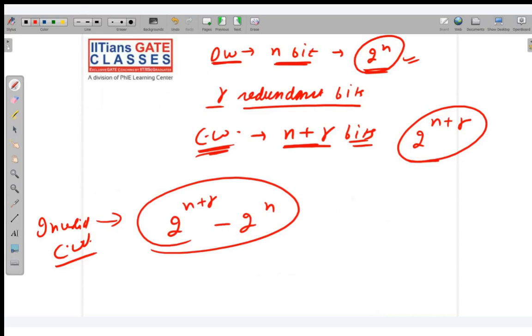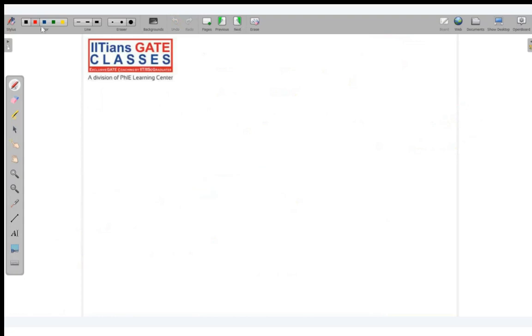Yes, any doubt? Okay. So now this is the logic of error detection. Now let me give you an idea of error correction also. So how is error correction done?